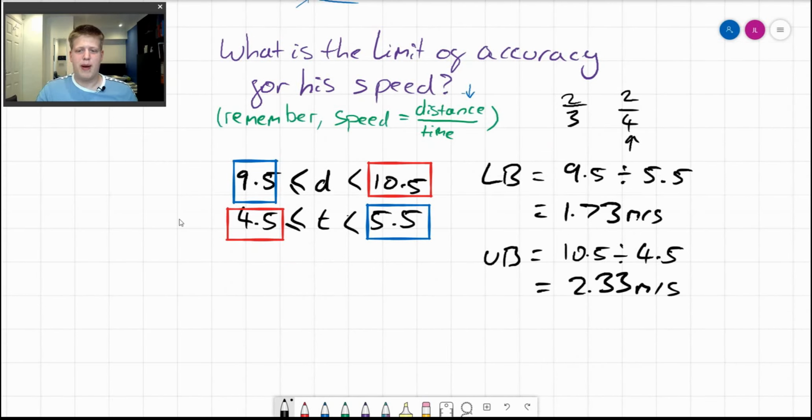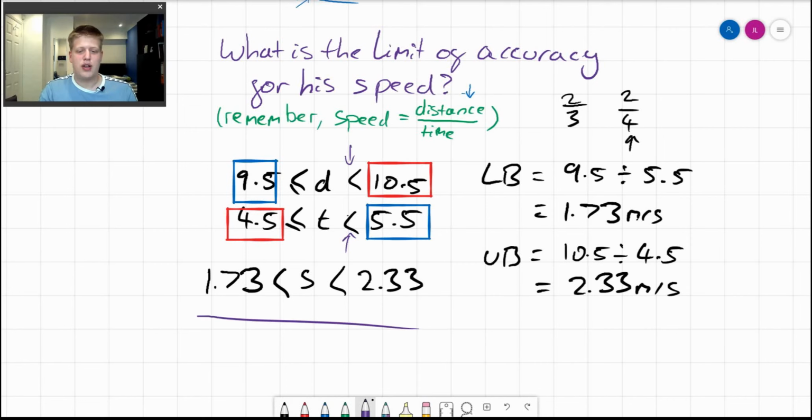Now that we have our bounds, let's write the limits of accuracy. Now remember, in both the lower and upper bound, we use one of these strictly less than signs, which means it's all going to be strictly less than. So our final limits of accuracy will be 1.73 is strictly less than the speed, we'll call it s, and that is strictly less than 2.33. And that is our answer.